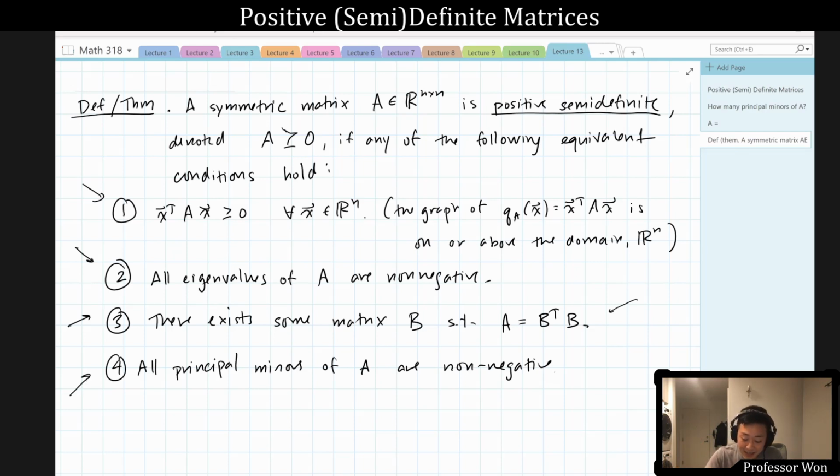So I think this one to me seems the most checkable, at least if n is small. Maybe 2 is also fairly checkable if n is small. 3 is the most miraculous. That's my opinion of this definition/theorem. And again, we'll see why some parts of this are true.